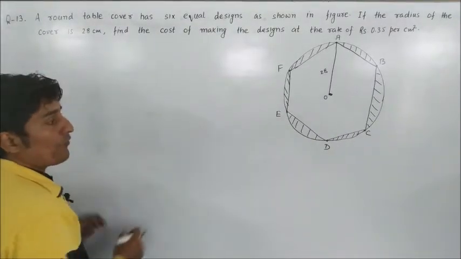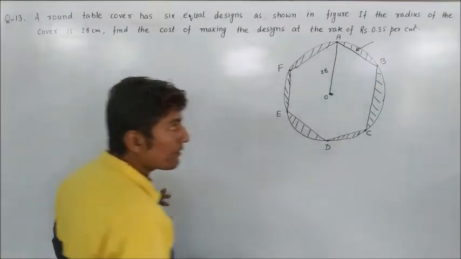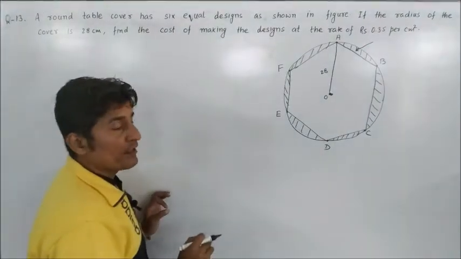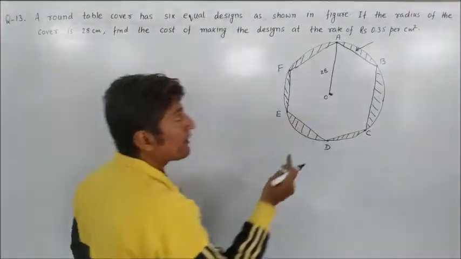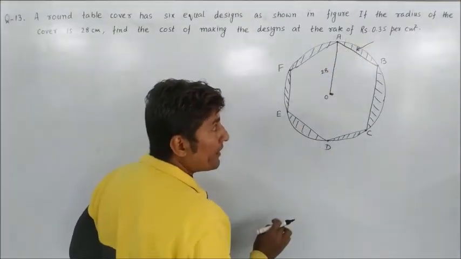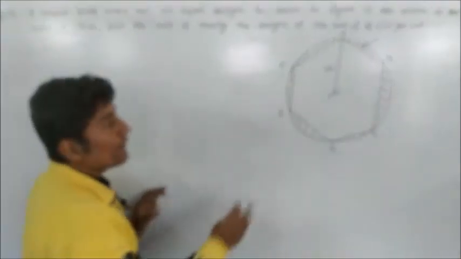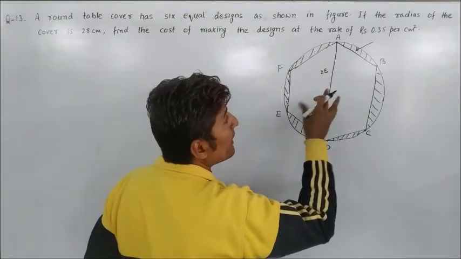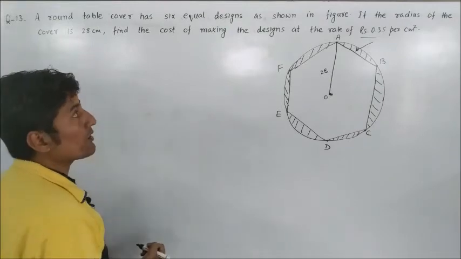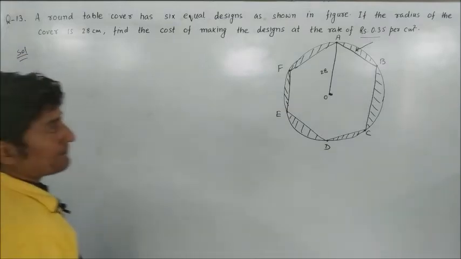To find the cost of making the design, the very first thing is that we have to find the area of the first design. Then we have to multiply the area of the first design by 6 to get the area of all the designs. The total number of designs is 6. After that, we have to multiply the whole area by 0.35 to get the total cost of making the design. So let us see the solution of this question.